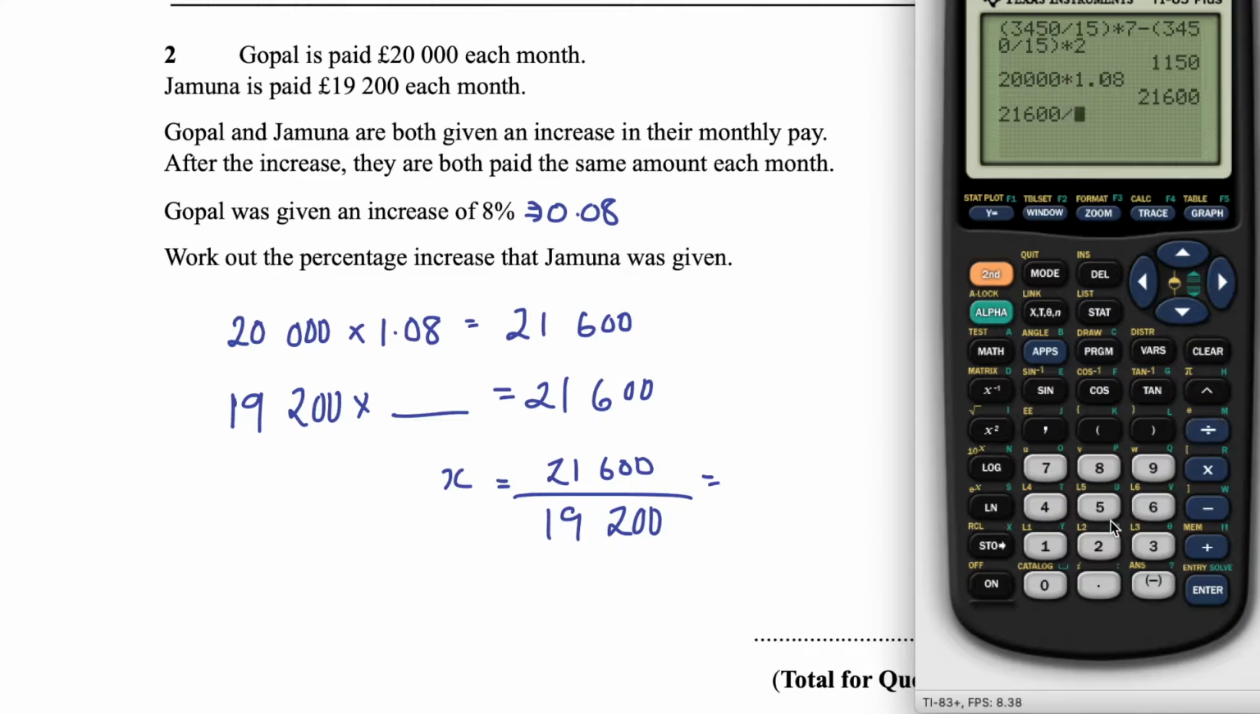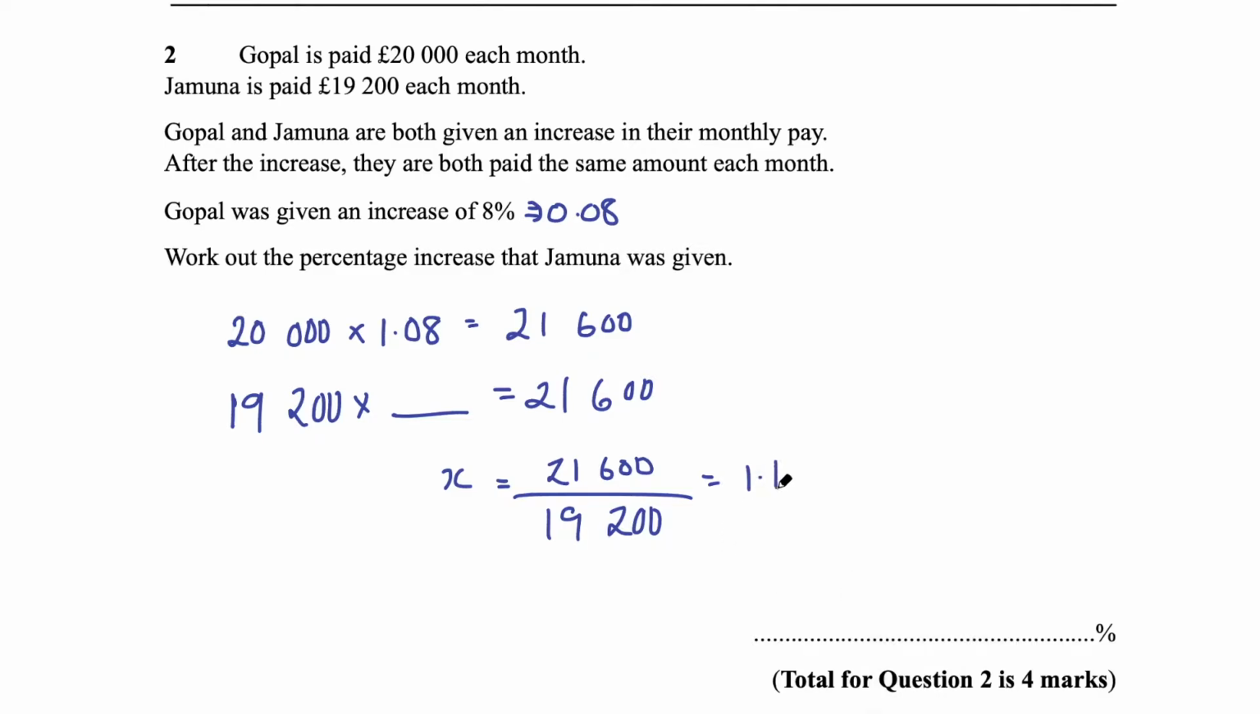21,600 divided by 19,200. Well, this won't be the percentage, this will be the multiplier. So we have a multiplier of 1.125, and we need to subtract 1 to get the percentage. We would get 0.125, which translates to a percentage of 12.5%. So just to be really clear, we've done 1.125, take 1 equals 0.125, which is 12.5%.